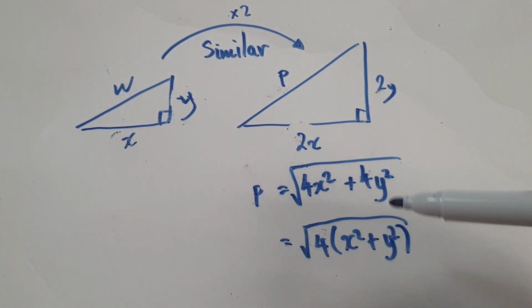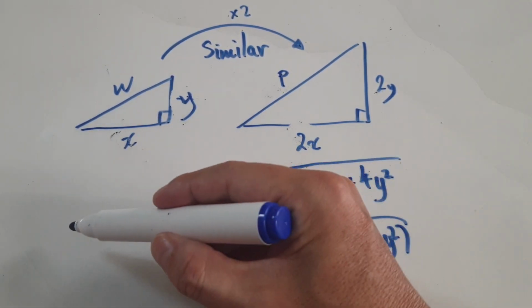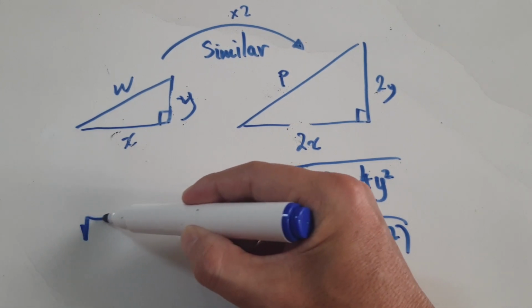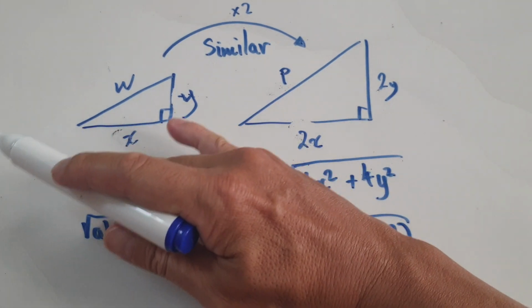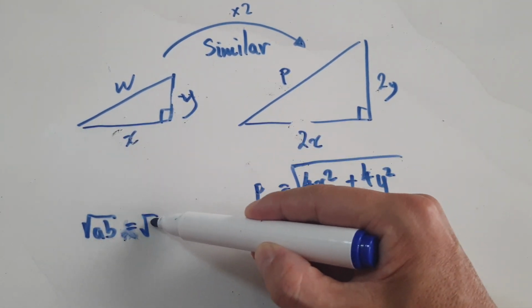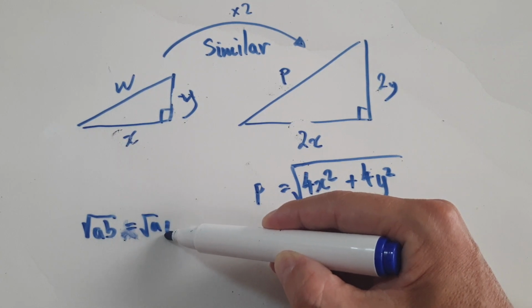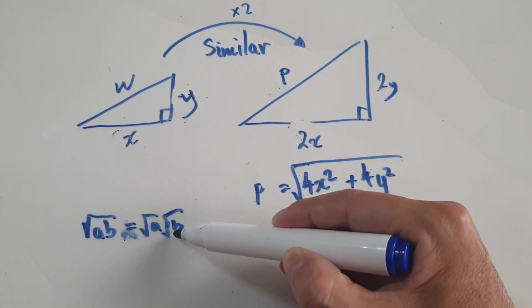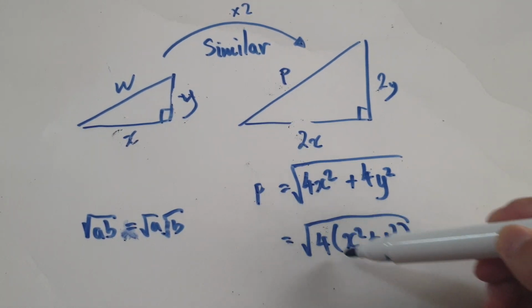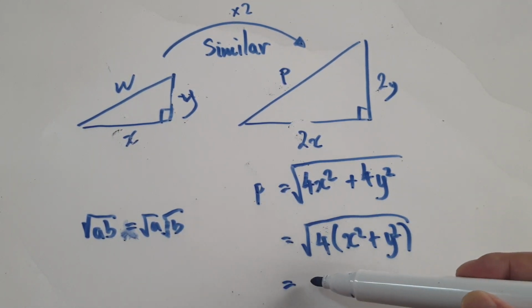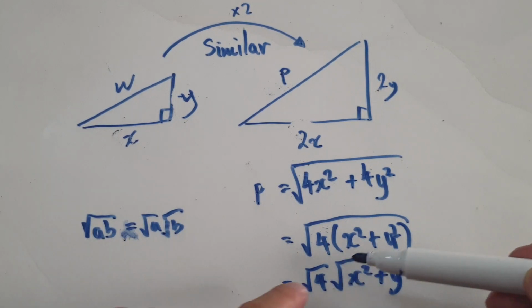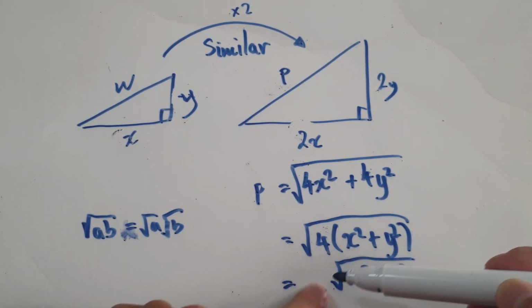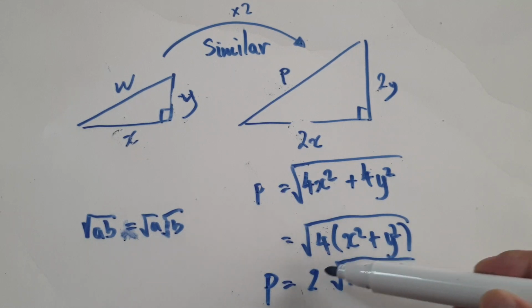And then you know one of the properties, remember this thing here? If you're trying to square root one thing times another thing, that would be the same as the square root of one thing times the square root of the other thing. So here you've got 4 times the bubble. So that will be square root 4 times the square root of the bubble. But then the square root of 4 is 2.